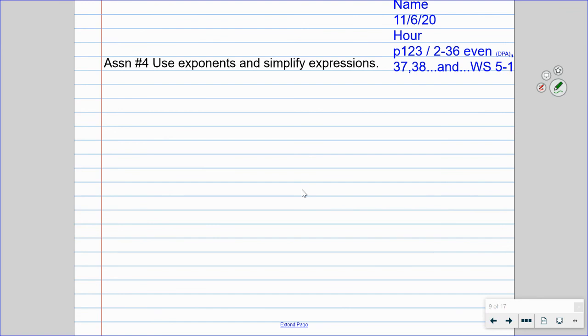Can I ask you to please note as we get into our assignment that you will have a textbook assignment and you will have a worksheet. I will put the worksheet on Google Classroom. Also note, for problems 2 through 36, I would expect you only to write the directions, the problem, yes, you need to write the original problem, and the answer, but there will be no work to show.